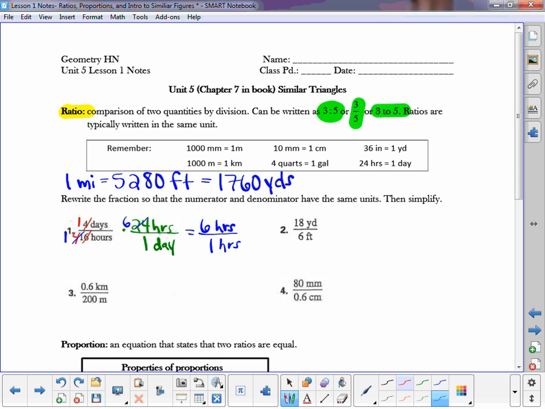The what? I don't know what that method is, but as long as you fix the answer. Does that make sense for number 1 there? Yes. Alright, now let's take a look at number 4.